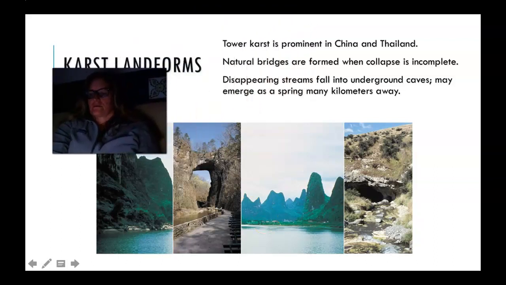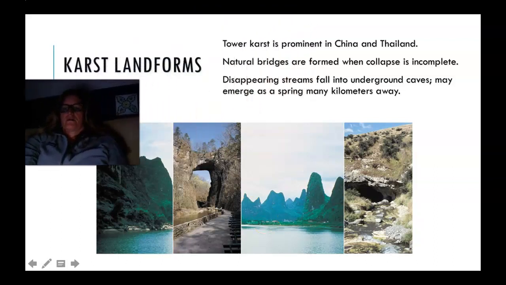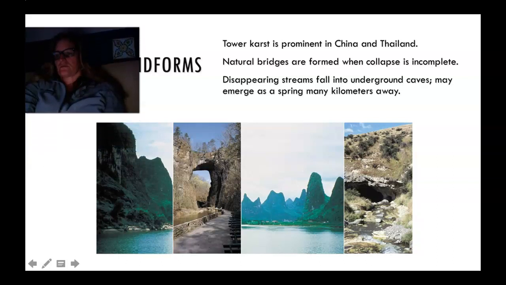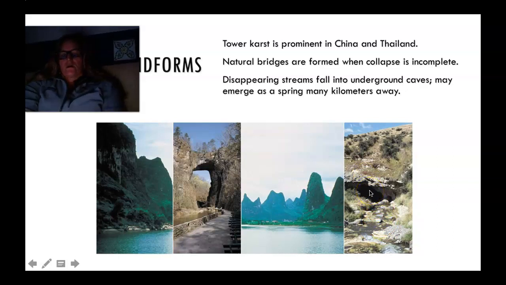Karst landforms can be really beautiful. In China and Thailand, there are whole areas that look like this, with beautiful pointy mountains and tunnels through the rock, coming right down to the water, and then disappearing rivers back here. So karst areas have a real neat geology to them and just a stunning landscape as well.